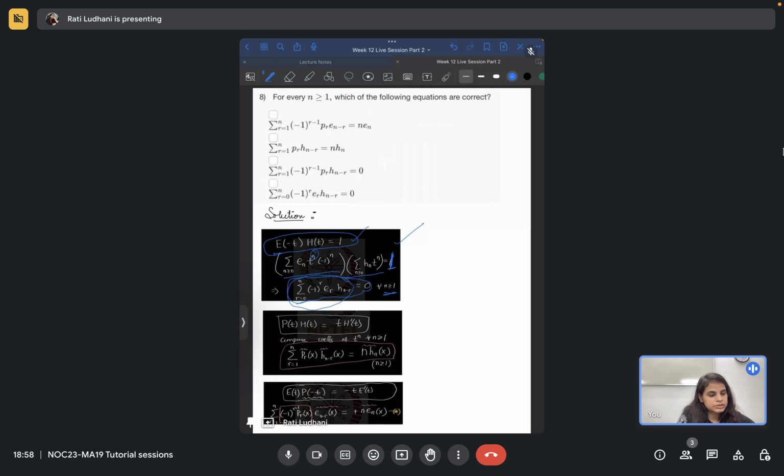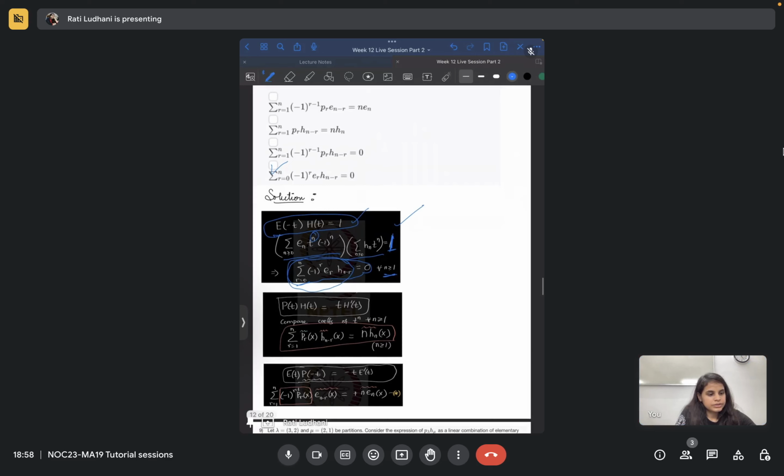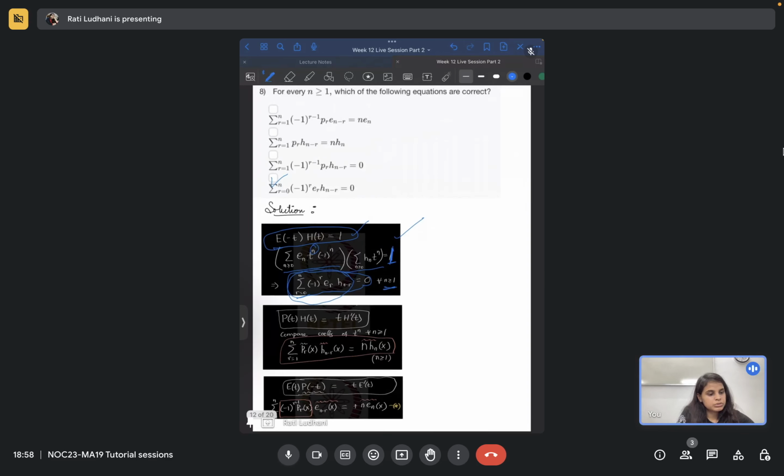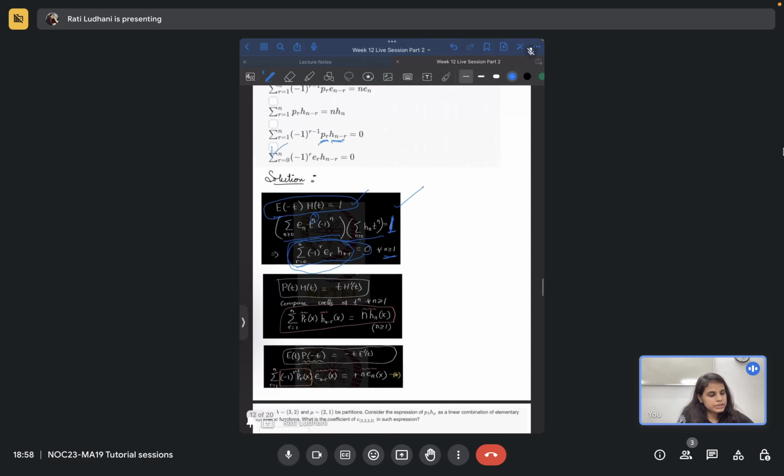So that means the third last answer. Now the relation has been asked for P and H. So P and H has this relation. Again, if we compare the coefficients, we get this.